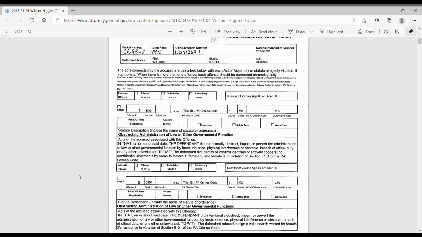You go down, you're going to see on the next page, what is the person actually charged with? What is the specific subsection of the crimes code the person violated? Here, as an example, this person, unfortunately, was charged with many offenses. More often than not, a criminal complaint's not going to be this lengthy.